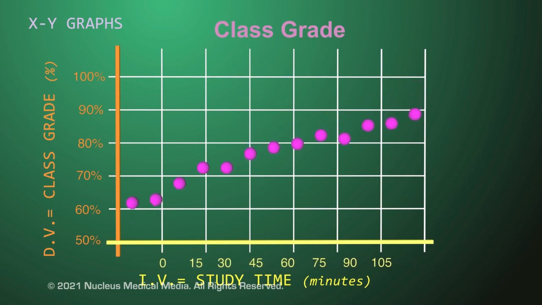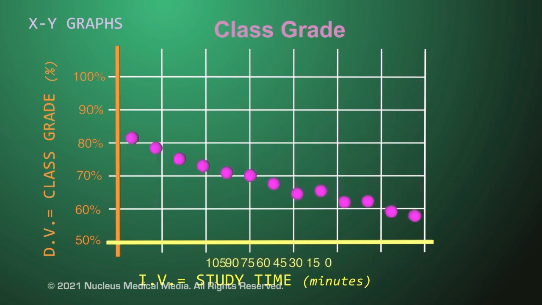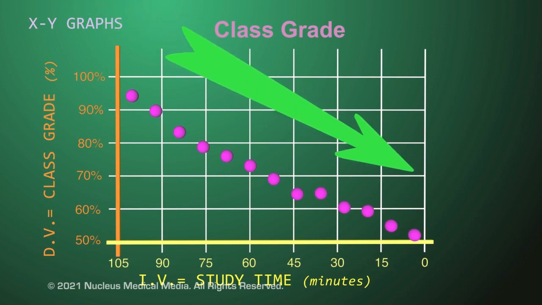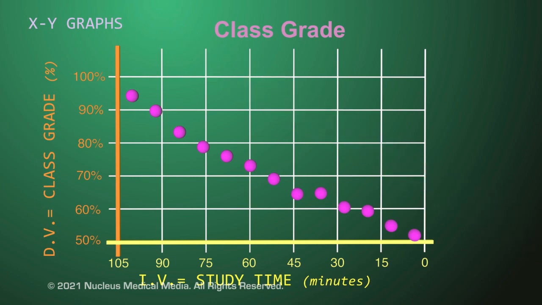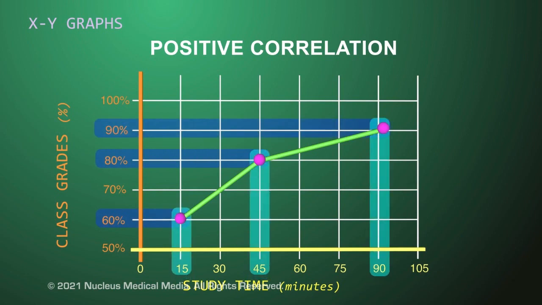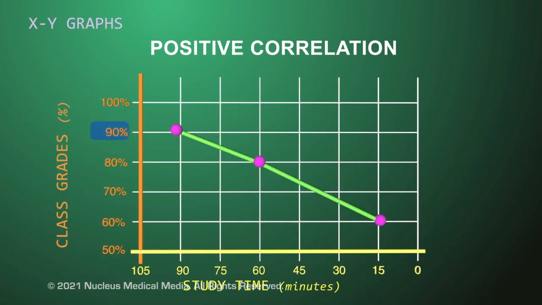Now, let's change the graph to show how class grades are affected as the study time goes down. If the values of both variables go down, then a line connecting the data points will show a downward trend on the graph. Note that this is also described as a positive correlation. A positive correlation means the values of both variables are increasing, or that the values of both variables are decreasing.